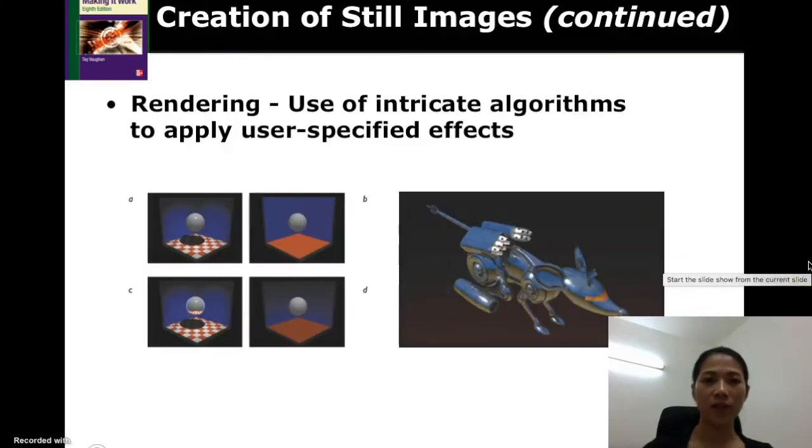Like what I've mentioned earlier, rendering is actually an image synthesizing process. So you have to use intricate algorithms such as ray casting, ray tracing, optimization, and rasterization to apply the user-specific effects in order to generate photorealistic or non-photorealistic images automatically.